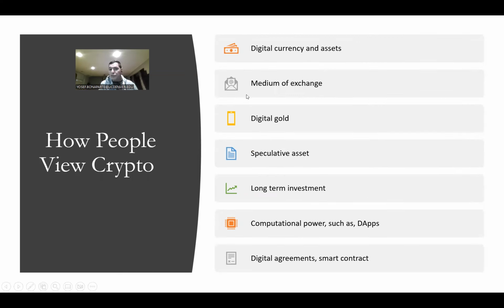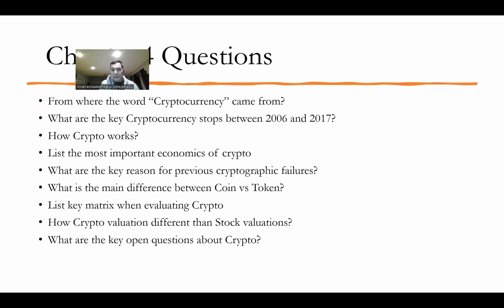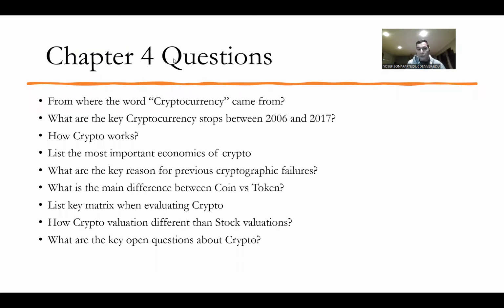Okay, how people view crypto: digital currency, medium of exchange, digital gold, speculative asset, long-term computational power. All of these are different opinions. Here are the chapter questions. Where did the word cryptocurrency come from? What are the cryptocurrency stops between 2016 and 2017? You have all of those, and then here's how crypto valuation is different from stock valuation. Remember, for stock, you have to have earnings. In a crypto, you should have a network, and the purpose unique and limited, making sense. It has a purpose.